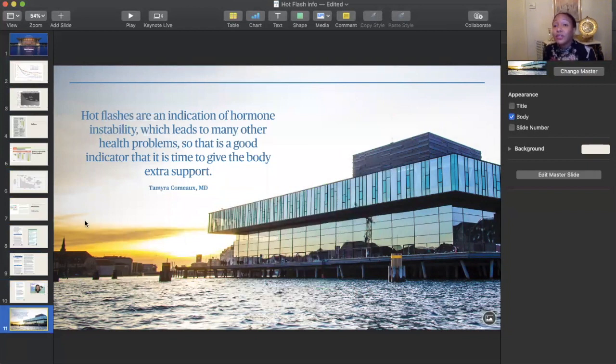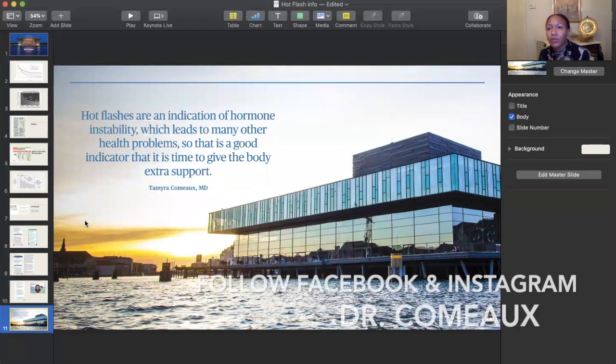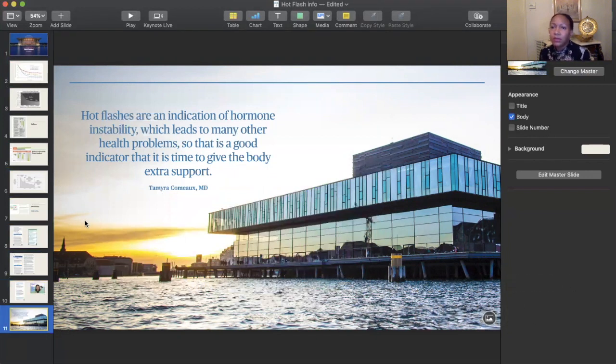So hot flashes are an indication that your estrogen levels are, if you're in perimenopause, fluctuating. If you're in menopause, they're permanently low. Estrogen did 300 jobs in your body. So once you are having hot flashes, some of those jobs aren't getting done.